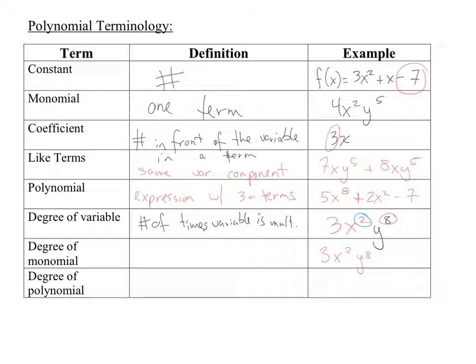So what does the degree of a monomial mean? The sum of the exponents. Yep. Sum of the exponents in a term. Okay, the sum of the exponents or the sum of the degrees in a term. Hey, what's the degree of a constant number? Like 7, what's its degree?